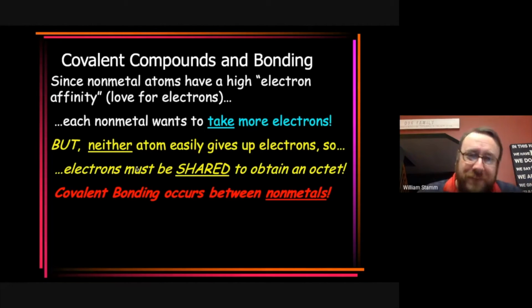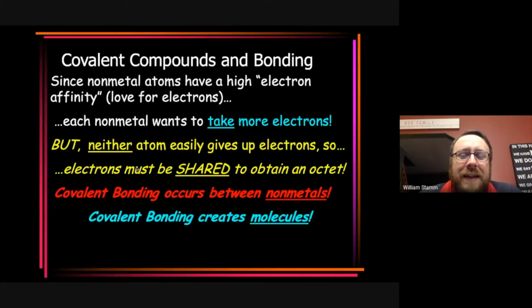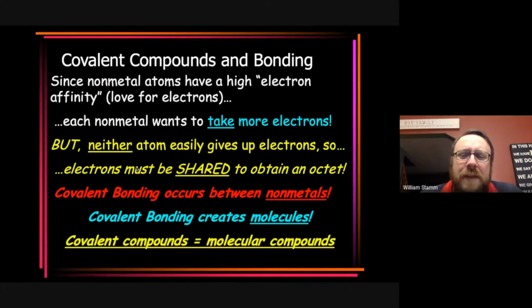So big point here: covalent bonding only occurs between non-metals. We will not see any metals in any of these compounds that we look at. A word that we oftentimes use for any compound that is formed by covalent bonding is a molecule. You may have heard that word before, but we only use the word molecule to describe a compound formed by covalent bonding. Ionic bonds are not called molecules, so don't do that. Only call covalently bonded compounds molecules. So covalent compounds are molecular compounds for the most part.